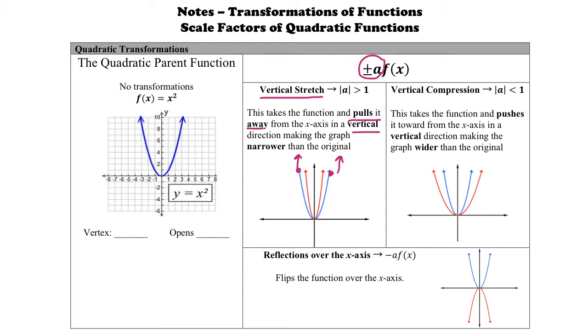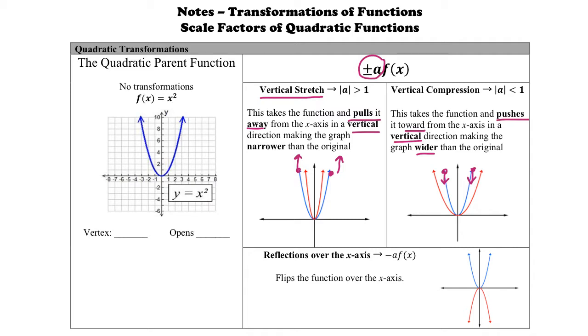We also have a vertical compression, if the absolute value of a is less than 1. So again, positive or negative, doesn't matter. 1/2, 2/3, 1/4, anything smaller than 1. This pushes the graph towards the x-axis in a vertical direction, making the graph wider than the original. So this time you're going to take these ends and push towards the x-axis, making your graph fall wider away from the y-axis.